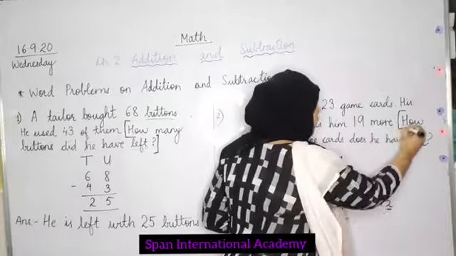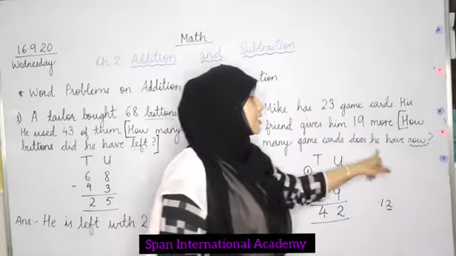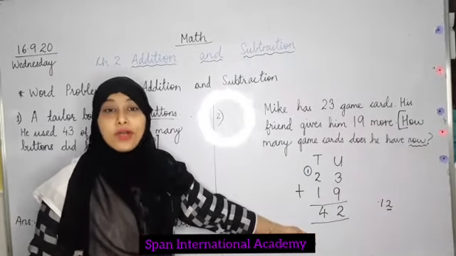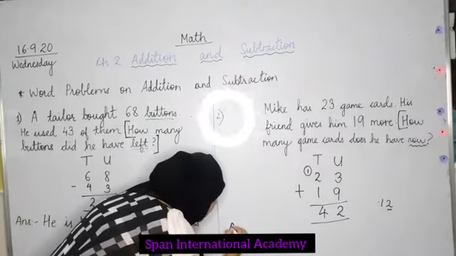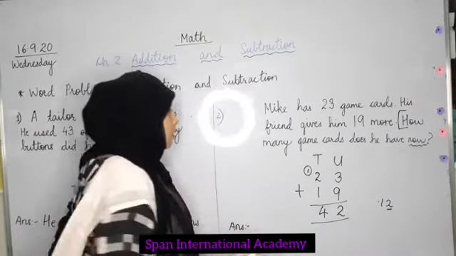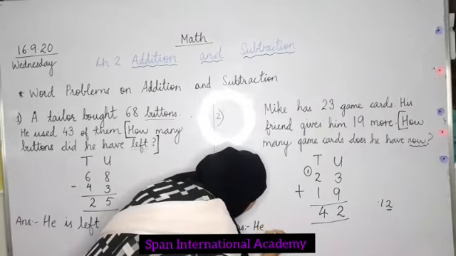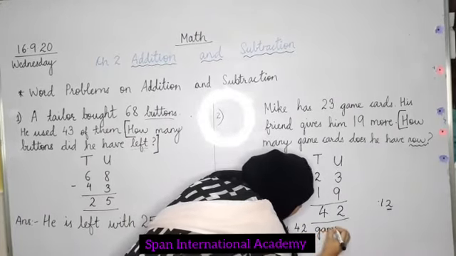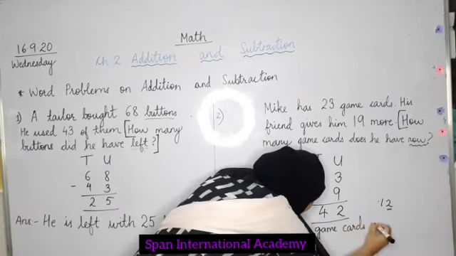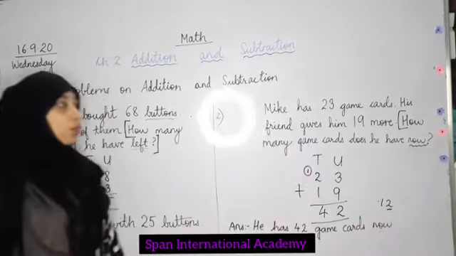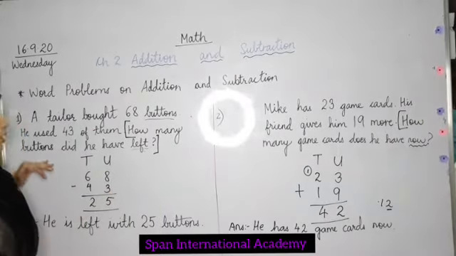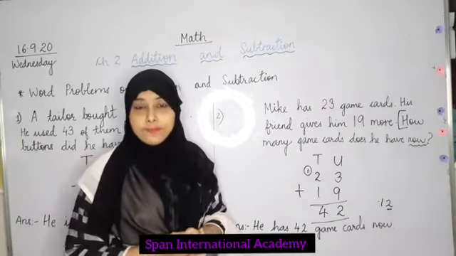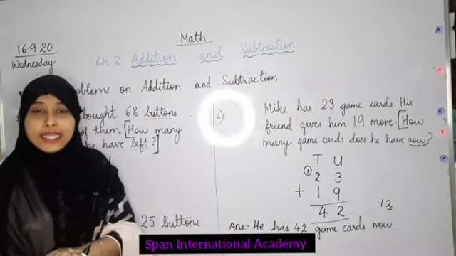Now this last one. How many game cards does he have now? Yes, you all are right. 42 game cards. So we will write the answer here. He has 42 game cards now. Okay, this is how we do the word problems. We saw one example of subtraction and one example of addition. Let's move ahead and see a few more examples.